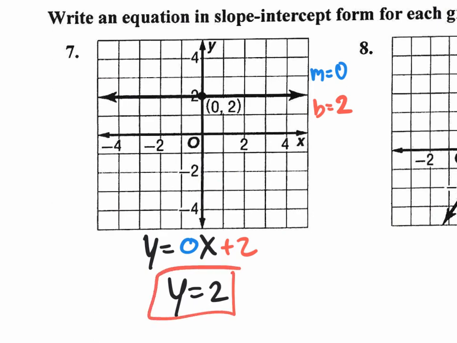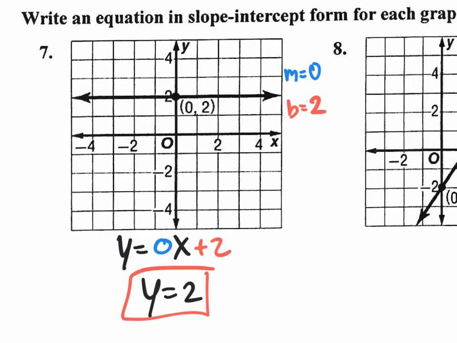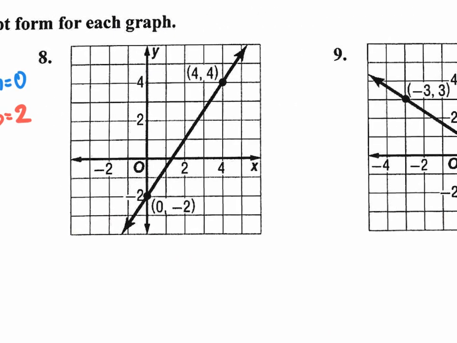By the way, any flat line is simply going to be y equals a number. Any vertical line is simply going to be x equals a number. That's a review of Algebra 1. Anyways, let's go over here. What's the slope here?